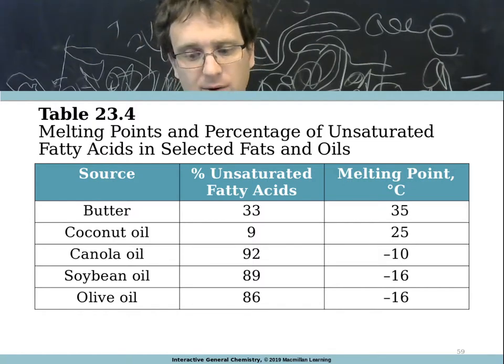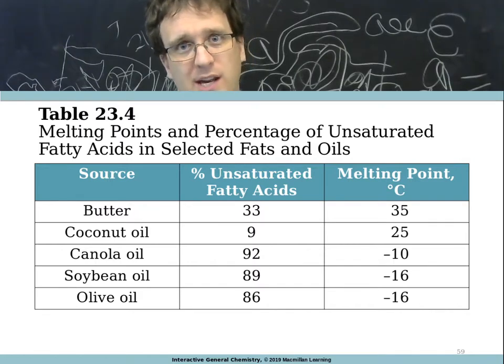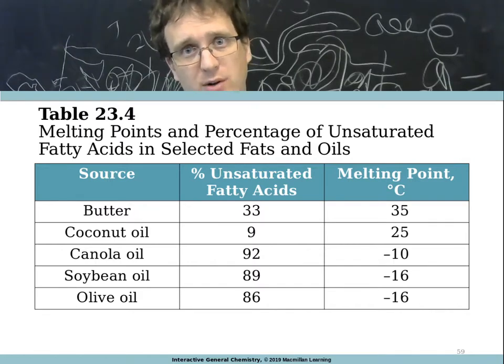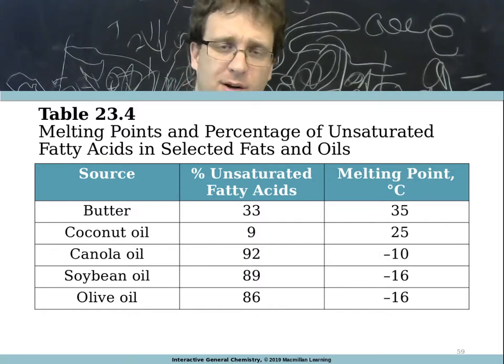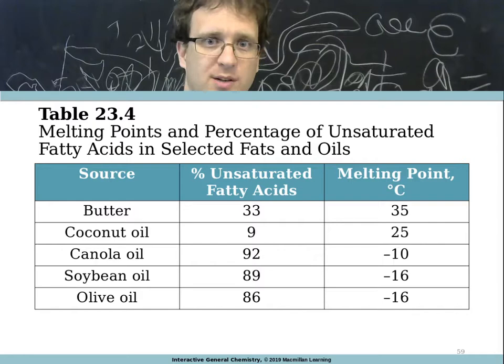And that is because all of those kinks and bends and sharp corners prevent it from making good surface area contact with its neighbors, and so they don't stick together very well. Those molecules aren't able to really stick together.